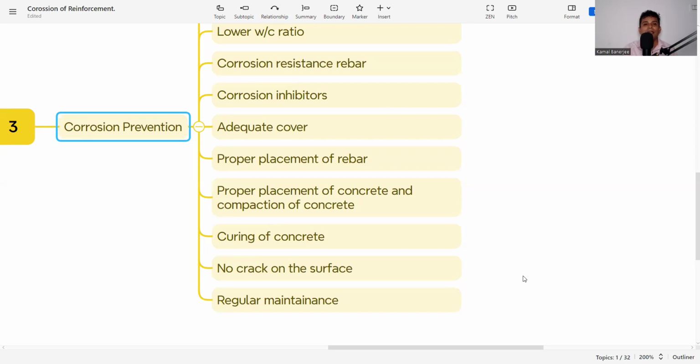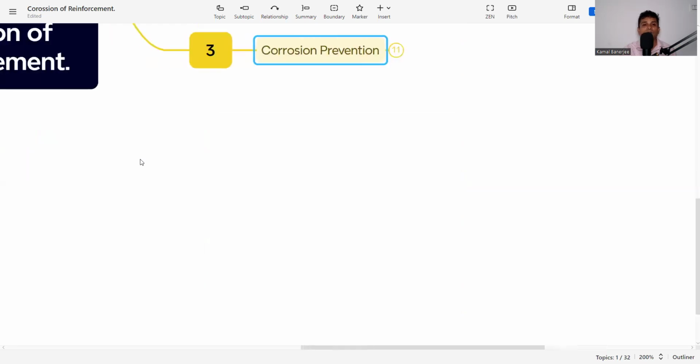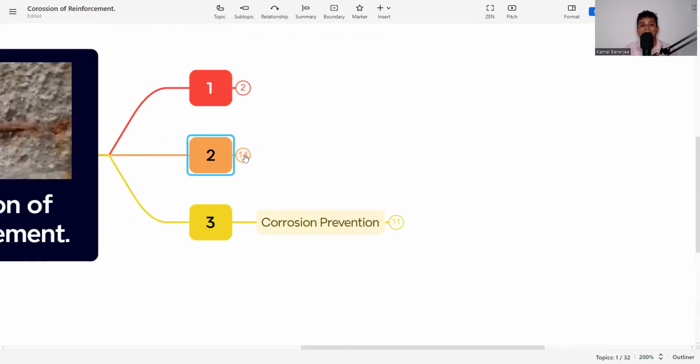So these are the things about the corrosion of reinforcement. We discussed what corrosion of reinforcement is, what the chemical reaction of the corrosion is, how the corrosion is happening, and also how to prevent the corrosion. And sometimes we do cathodic protection, so that it will not help to release the electron ion. In this cathodic protection process, we protect the reinforcement or the iron from corrosion.